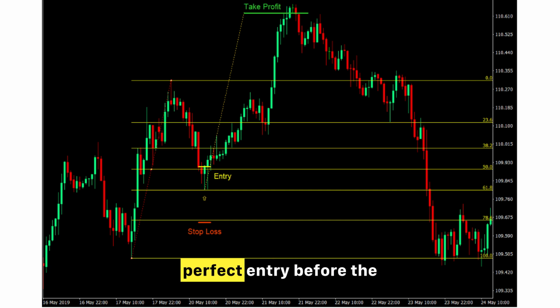Struggling to catch the perfect entry before the market takes off? Let me show you a simple trick using the Fibonacci Retracement tool that pro traders swear by.